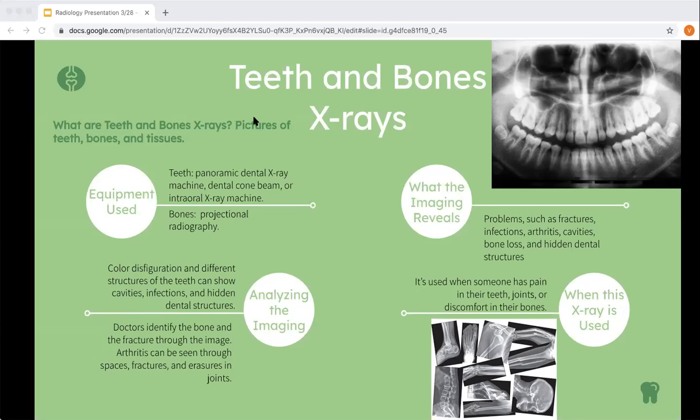X-rays for the teeth and bones are used when someone has pain in their teeth and joints or feels discomfort or pain in areas surrounding their bones. That's all for teeth and bones X-rays. I hope you learned something new.